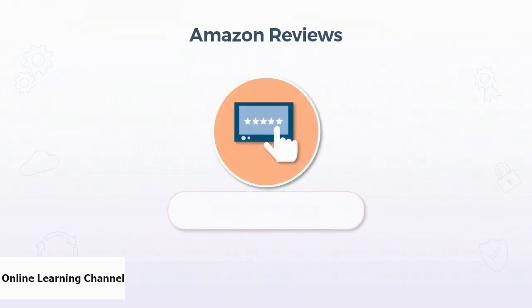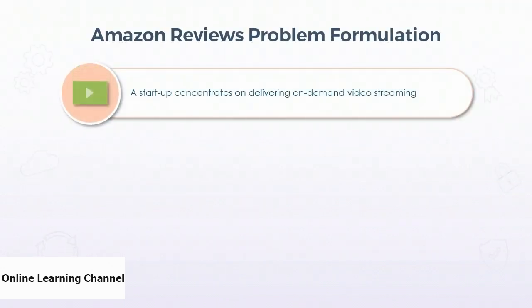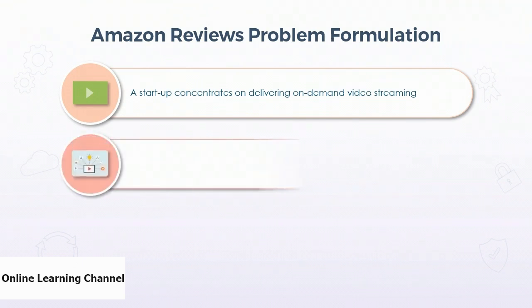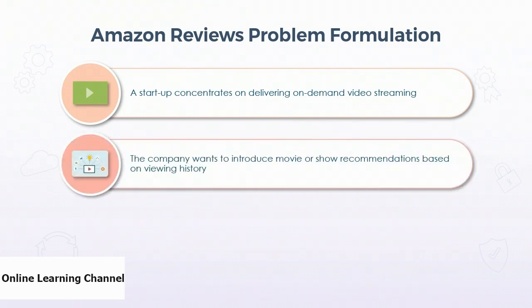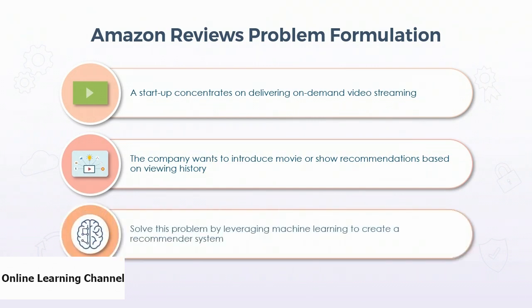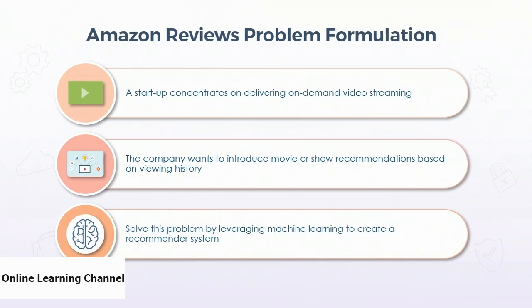In the previous section, we discussed business aspects, problem formulation, and ML usability. In this section, we will walk through the Amazon review use case and understand it in detail. Suppose you are working for a startup that concentrates on delivering on-demand video streaming services to users from all around the world. Your company wants to introduce movie or show recommendations based on their viewing history. You were asked to solve this problem by leveraging machine learning to create a recommendation engine.